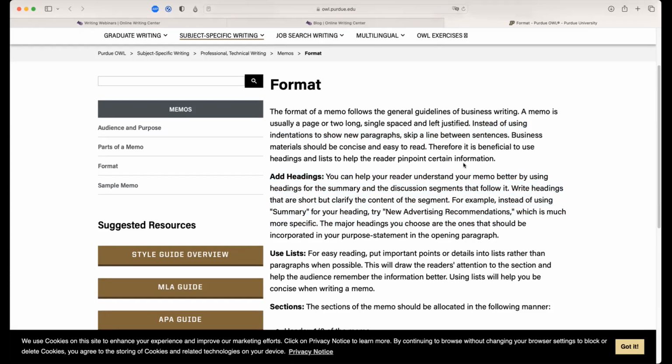All right, now we move to a recommendation about headings, specifics on that. You can help your reader understand your memo better by using headings for the summary and the discussion segments that follow it. Now, keep in mind the earlier recommendation, the note that some people will only read the summary. So marking it is helpful for them. And to write headings that are short, but clarify the content of the segment. For example, instead of using summary for your heading, try new advertising recommendations, which is more specific. And you want those to align with the text before that.